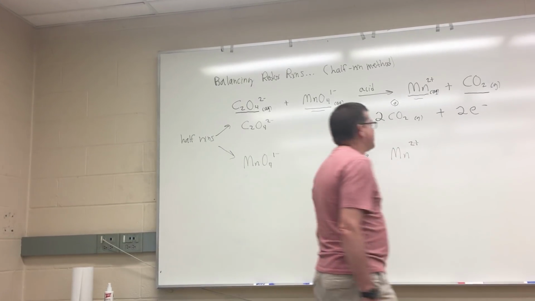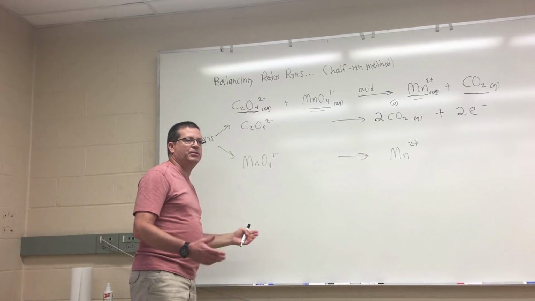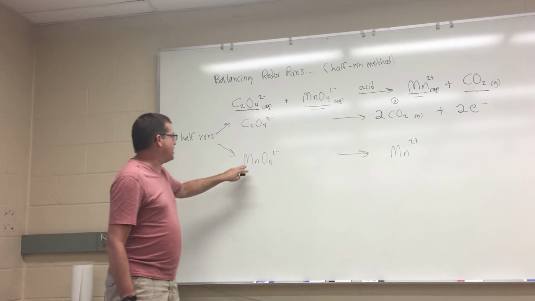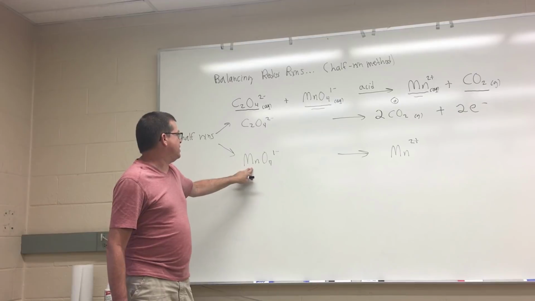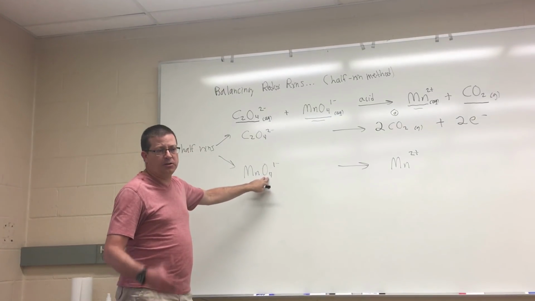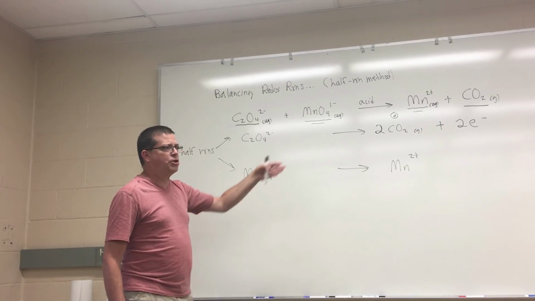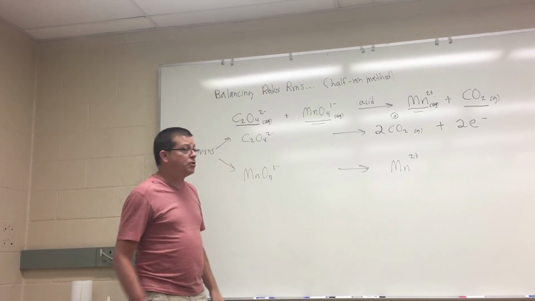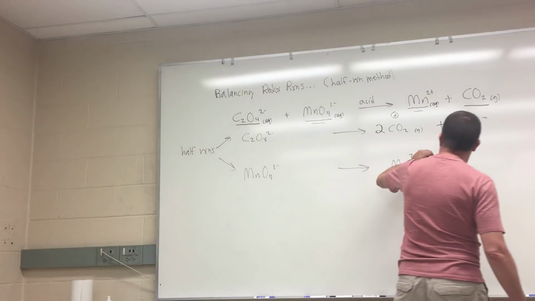All right, so let's look at the second half reaction. Go through the same set of steps. All right, manganese we look at first. I've got 1 manganese on the left, 1 manganese on the right. Now I have 4 oxygens on the left because we do oxygen next. So I need to introduce 4 on the right. So we're going to do that by introducing 4 water molecules.